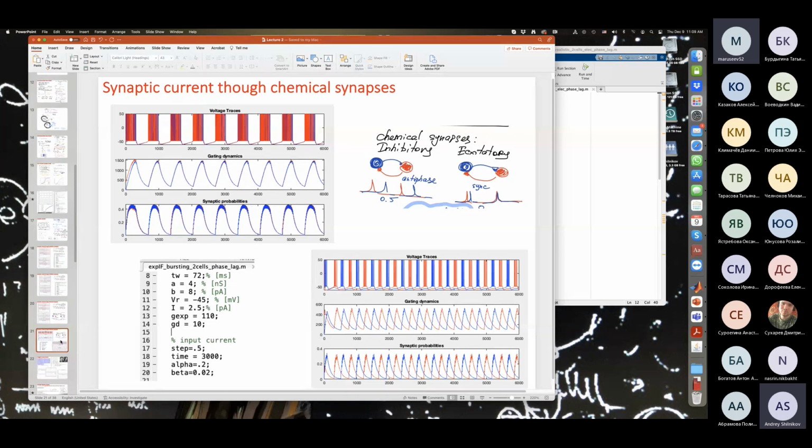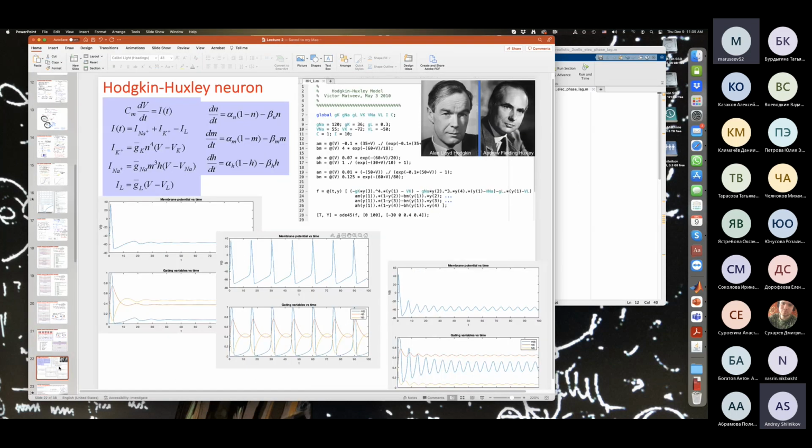Again, you're welcome to play with this file, but we're going to use it in the future. Then I go back to these two distinguished gentlemen, Alan Hodgkin and Andrew Huxley, who developed a certain formalism. They invented what's called gating, voltage-gated channels, in the membrane of the cell.